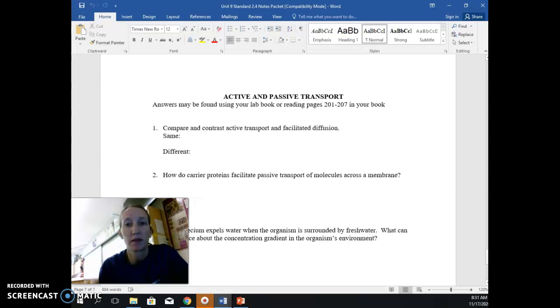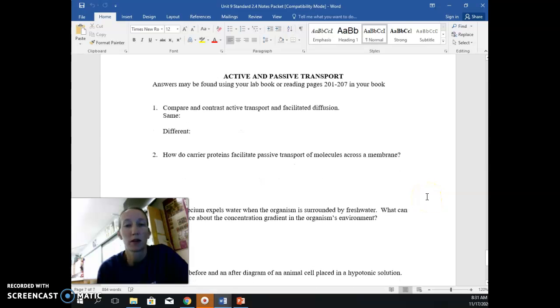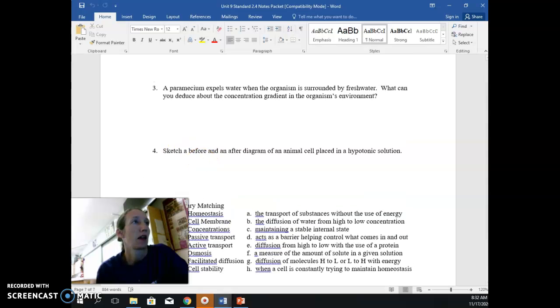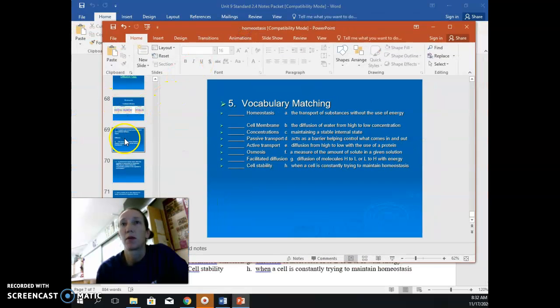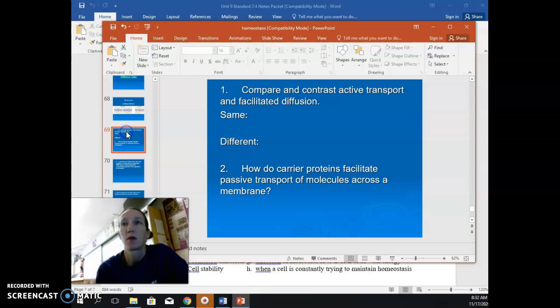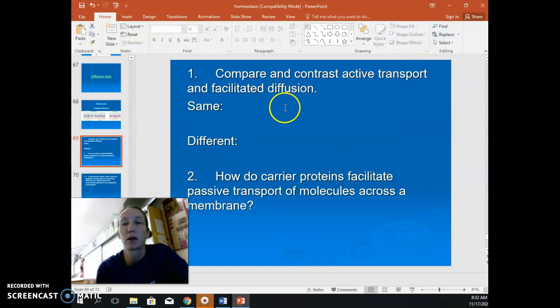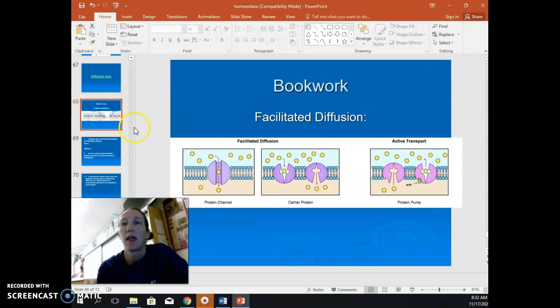Alright guys, so you are going to be taking your test today on homeostasis. This was the bookwork that I asked you to do yesterday and to turn in on Canvas. So I just kind of want to go over these answers. I just took these questions and put them inside this PowerPoint. The first question is: compare and contrast active transport and facilitated diffusion.